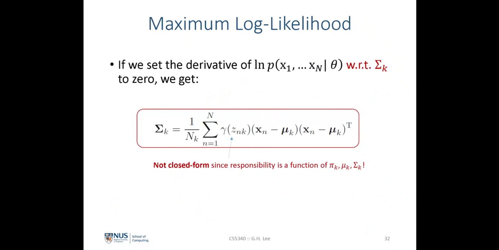Similarly, if we set the derivative of the log likelihood with respect to sigma k to 0, this is what we will get. We will also see a term dependent on the responsibility, as well as this term, which is the sum over all the responsibilities. It is also a function of all the other parameters, including itself, and hence it's not a closed form solution.